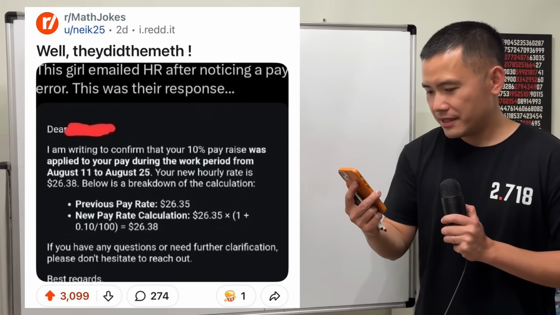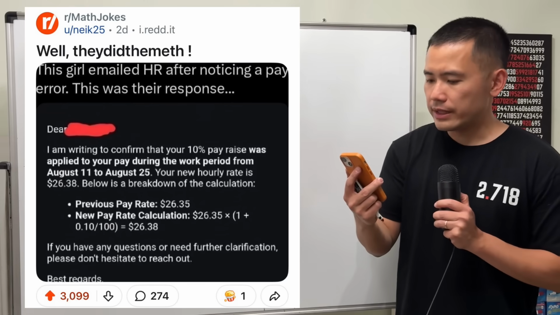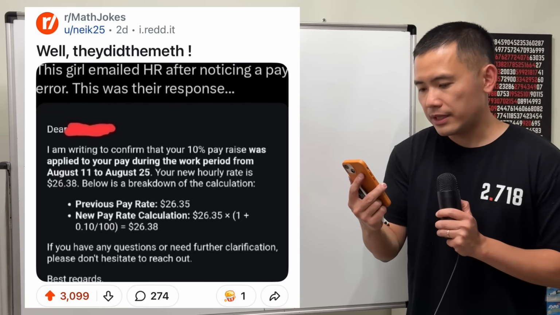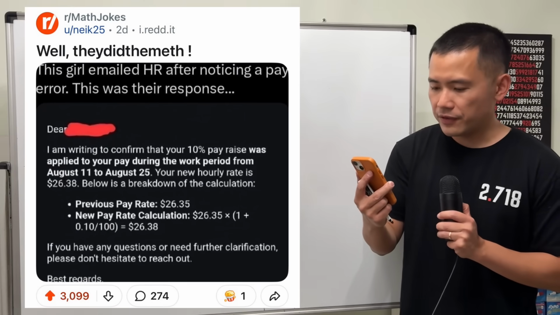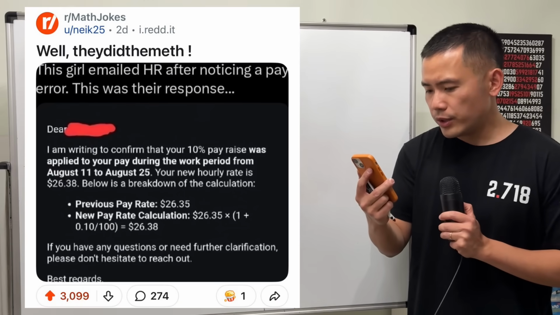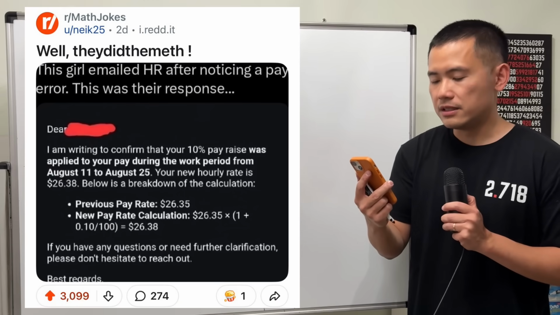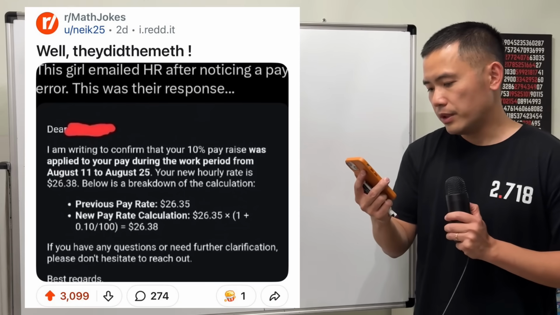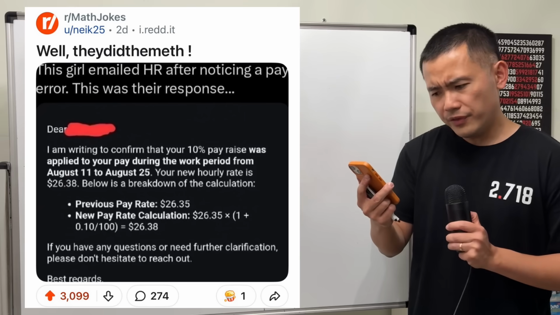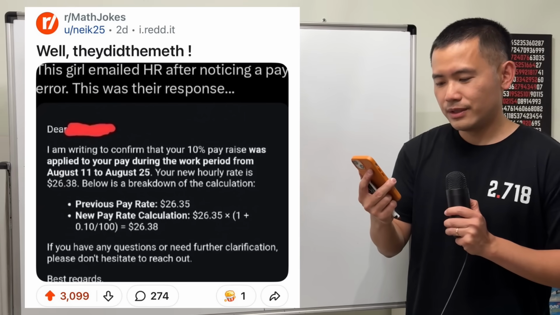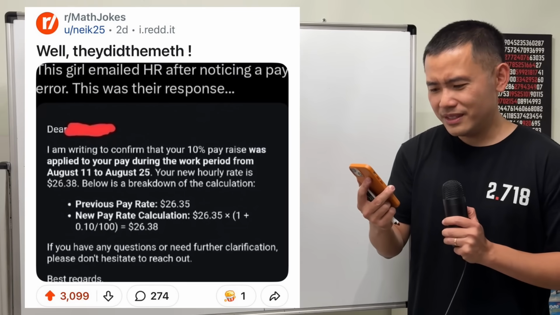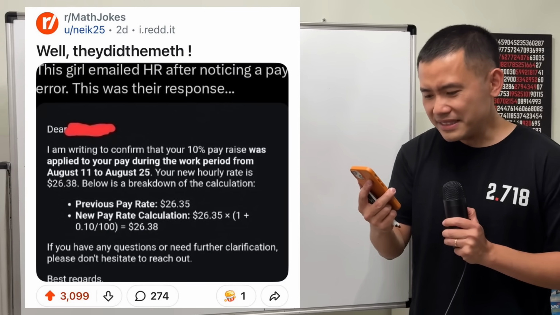Dear blank, I'm writing to confirm that your 10% pay raise was applied to your pay during the work period from August 11th to August 25th. Your new hourly rate is $26.38. Below is the calculation. Previously, $26.35. New pay rate is $26.38.